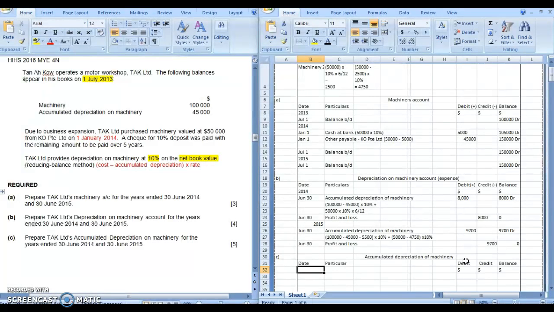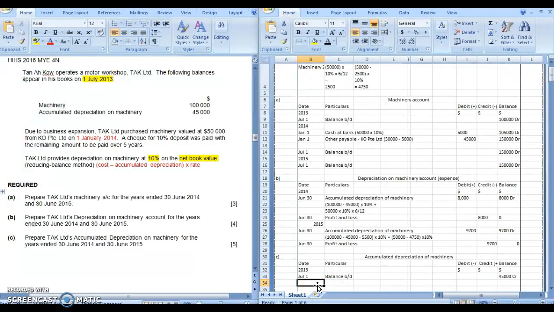And because it has a balance brought down, sometimes the question will have a beginning balance brought down, like in this case. On 1st July, there's an accumulated depreciation amount of 45,000. So you've got to go on 2013 first, and you write July 1st, balance brought down, and put in 45,000. This is a contra asset account. It is a minus plus account, so you need to have a credit balance for its running balance brought down on July 1st, 2013.